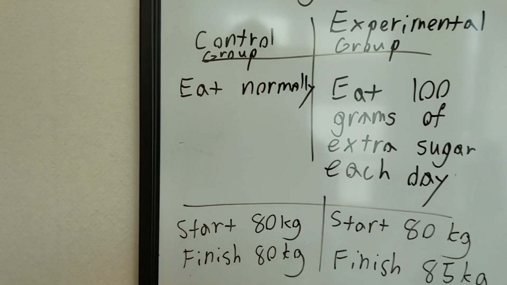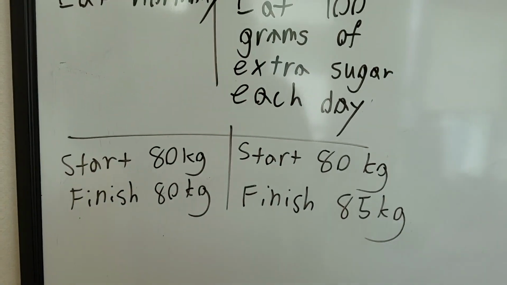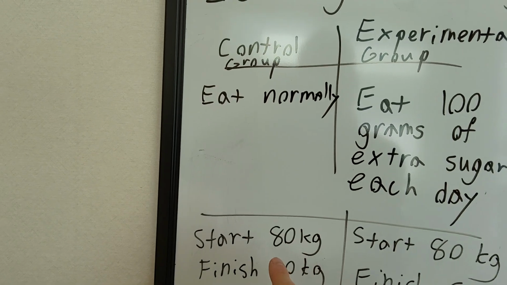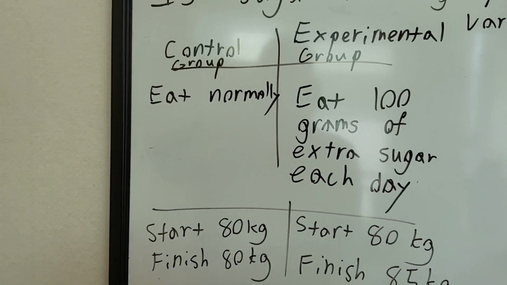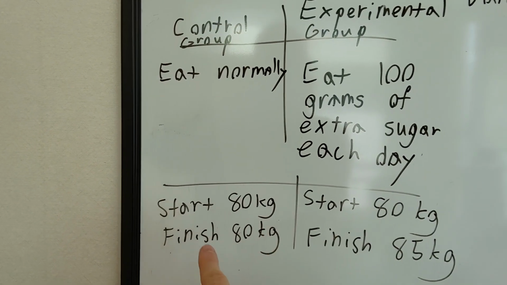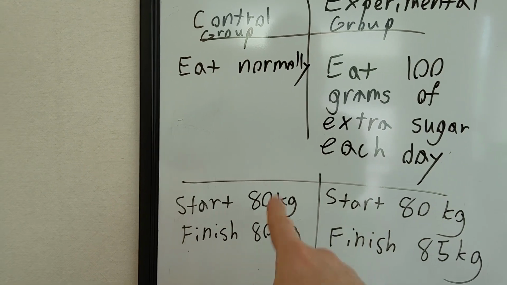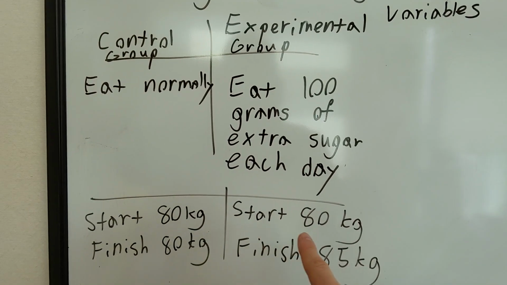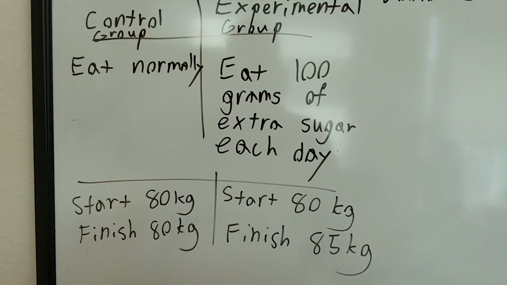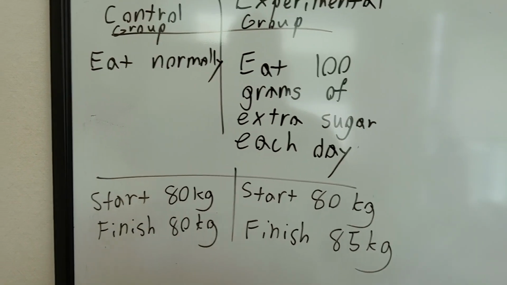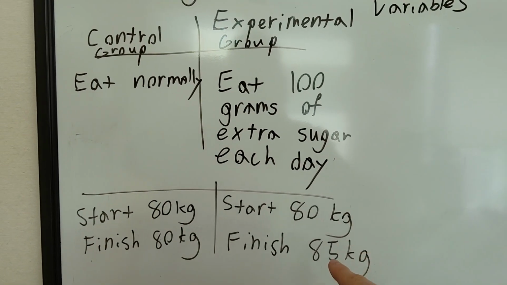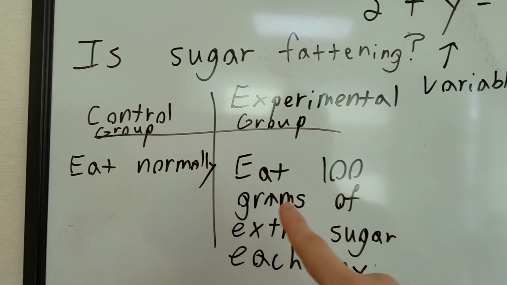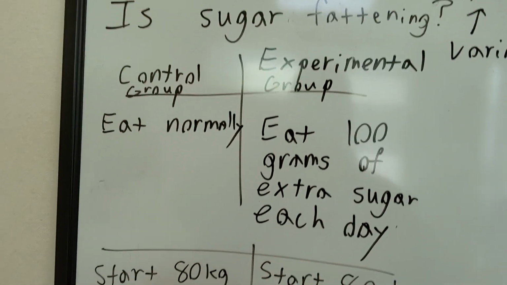Before we start the experiment, we check their weight. Our control group started at 80 kilograms, and they finished at 80 kilograms. This is real simple. There's no change. But our experimental group started at 80 kilograms, and they finished at 85 kilograms. Oh no, they gained 5 kilograms because they were eating 100 grams of extra sugar each day.